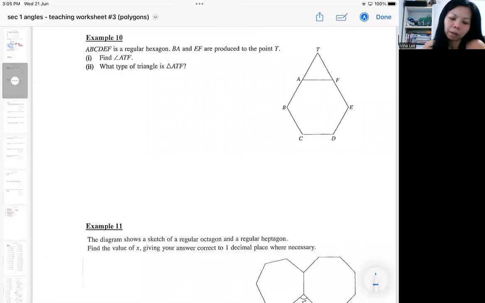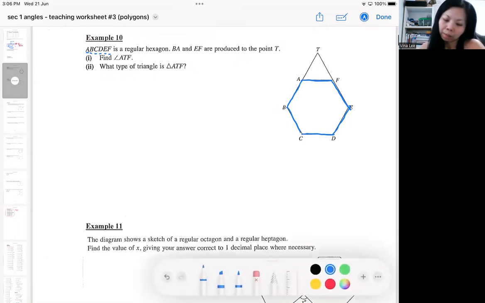So you look at the alphabet A, B, C, D, E, F. If you trace the alphabet, it should form out a regular hexagon, which is a six-sided figure. So make sure you are able to trace out the alphabet to tell where is the hexagon.